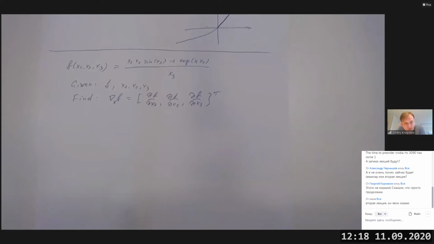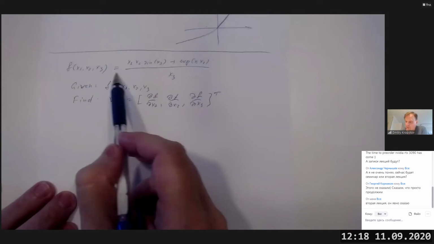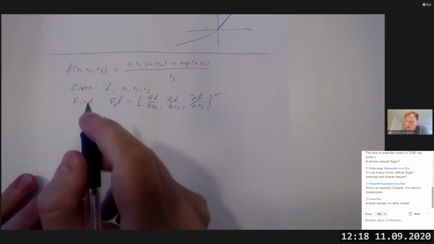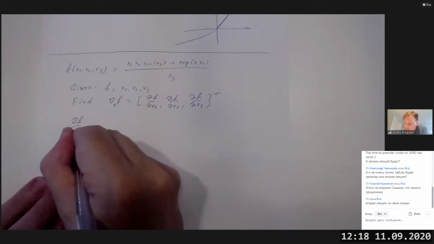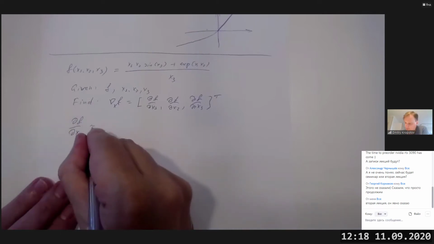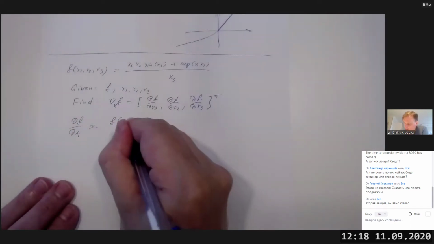The second option, which can be done, is to use finite differences. So suppose that you have implemented somehow the function itself that you need to calculate, and then you may say that the derivative with respect to some variable can be approximated in the following way.